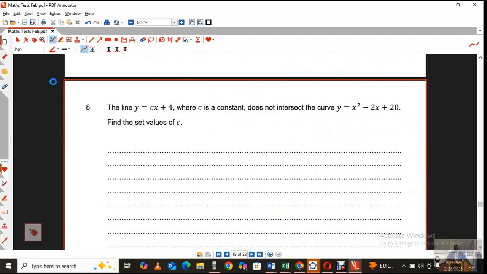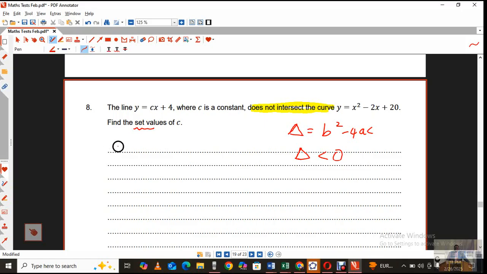When you're told the line does not meet the curve, the keywords there, does not meet the curve, you should immediately think of the discriminant here. We are not asking you to solve any equation. So if it doesn't meet, the discriminant, which is b squared minus 4ac, will be less than 0 because it doesn't meet. That's one. So for me, I'll be creating an inequality and I have to find that.